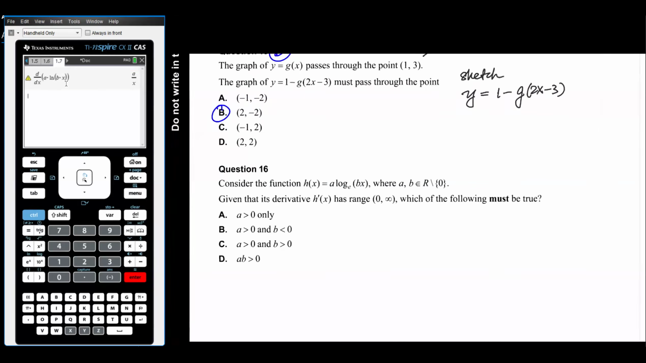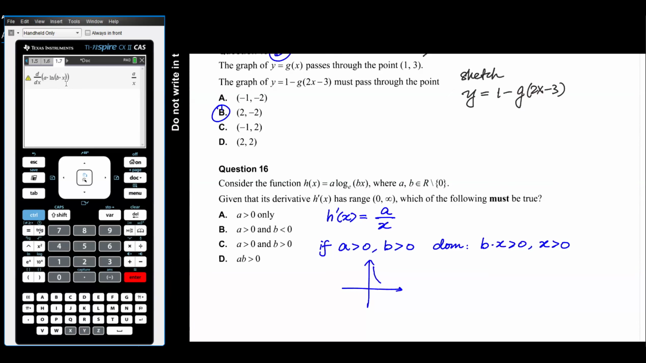Now let's discuss. Now, if your a value is greater than 0 and b is greater than 0, the domain comes from b times x greater than 0, therefore x greater than 0. The derivative graph will look like this, just this branch. So the range is 0 to infinity. So this pair is true.